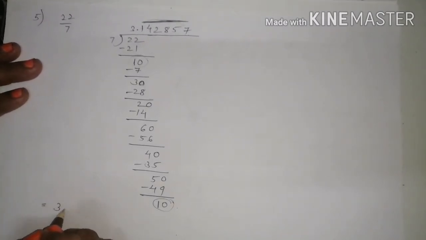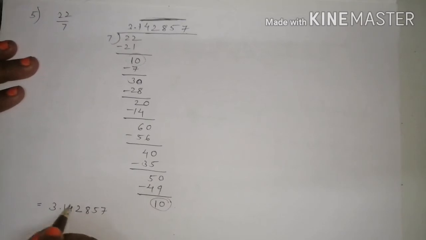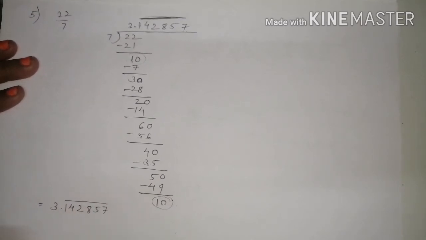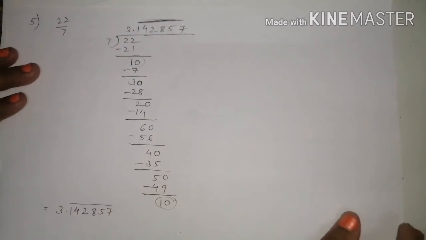So the answer is 3.142857, and these same numbers are going to repeat. So I am putting a line like this. If only one single digit is repeating, we put a dot.